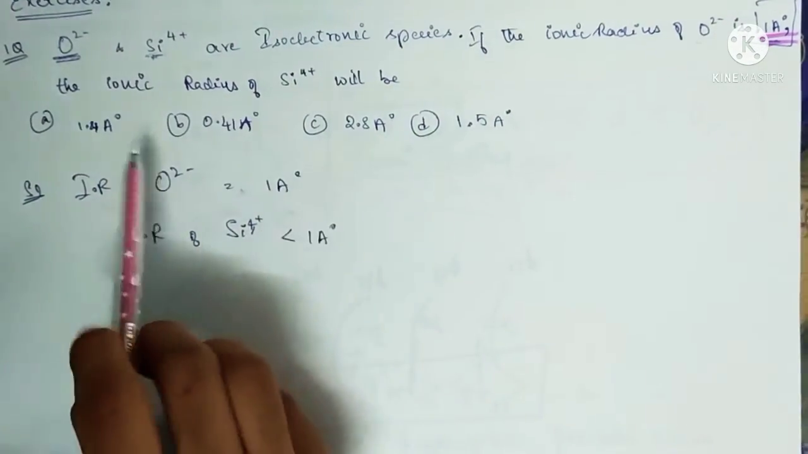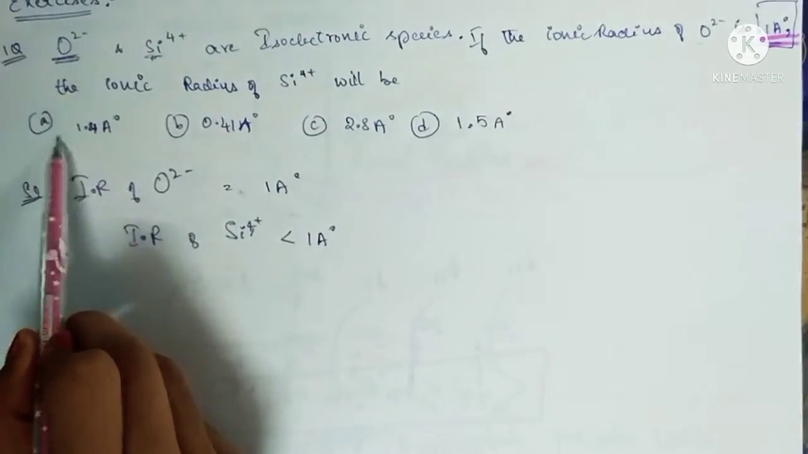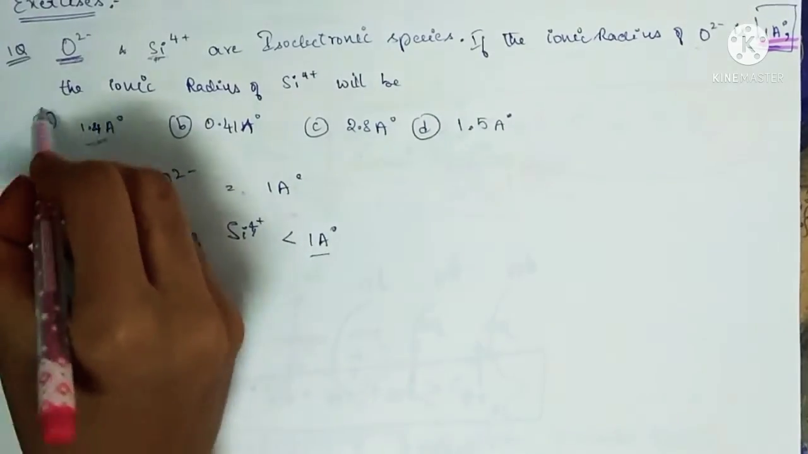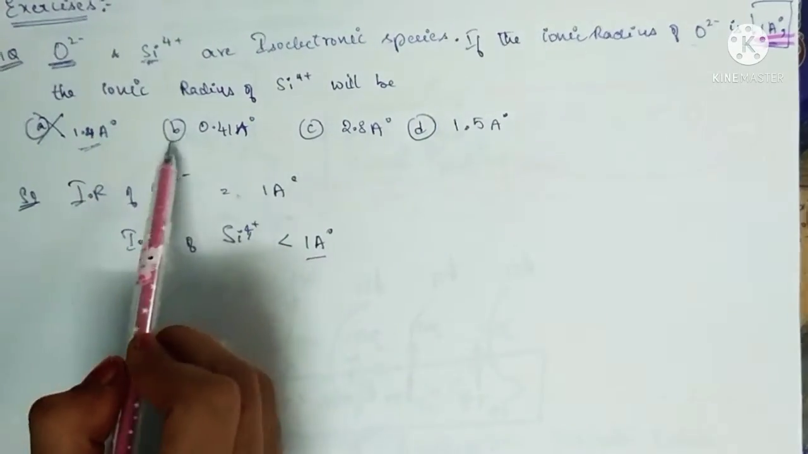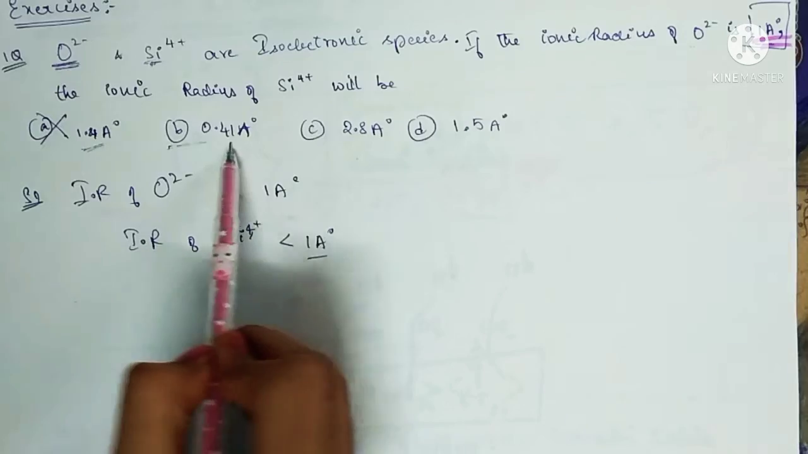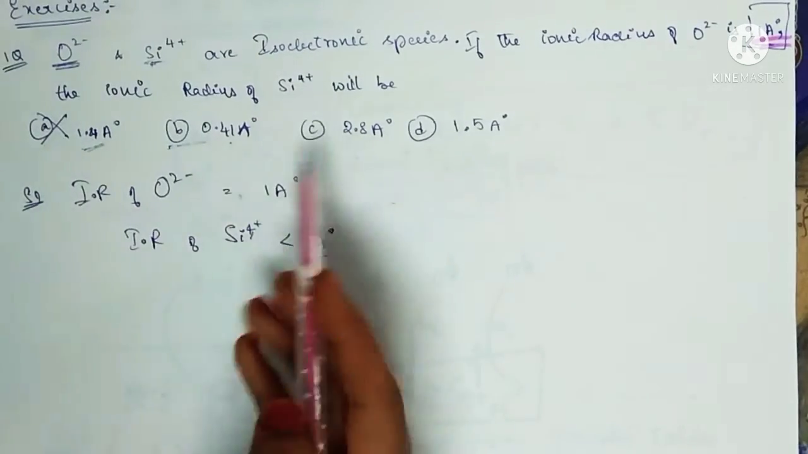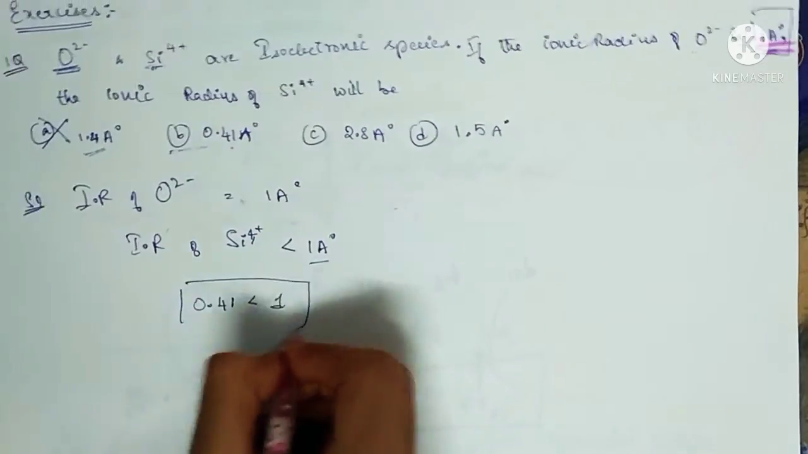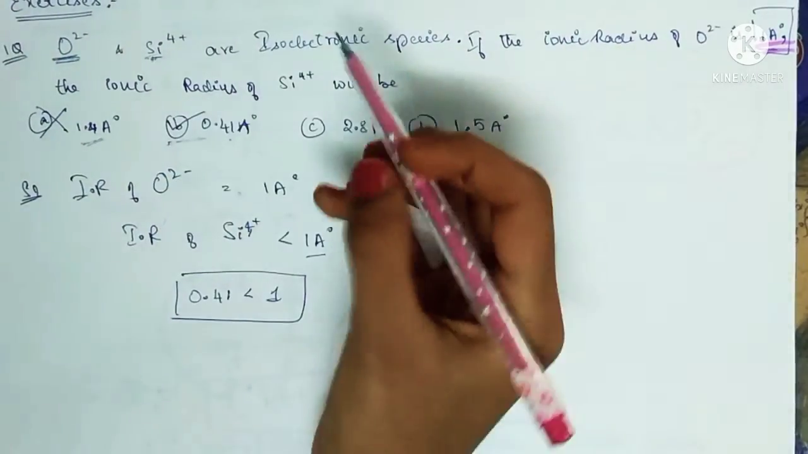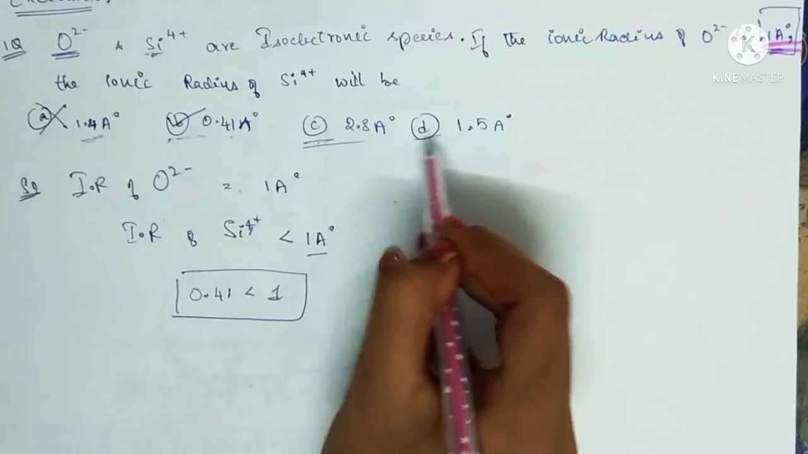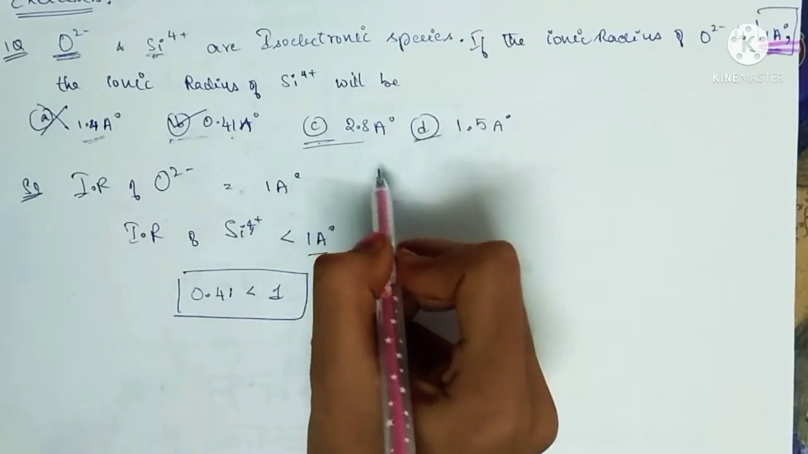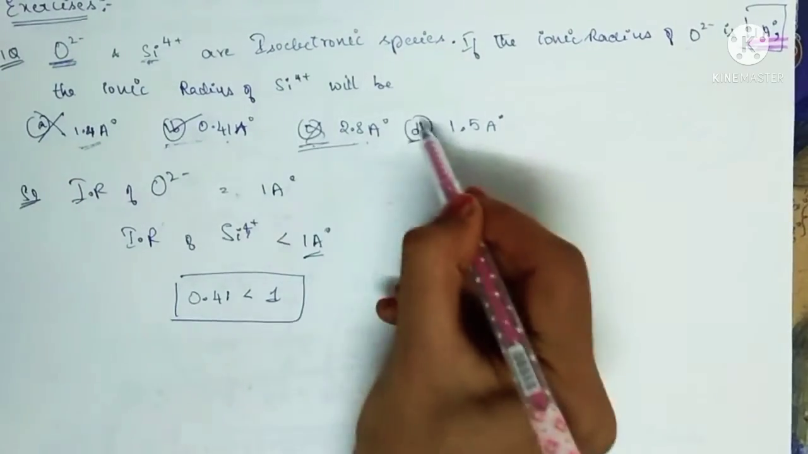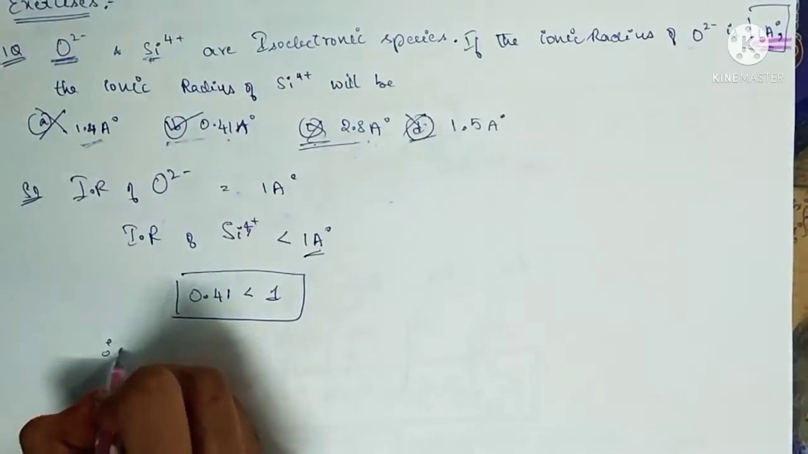So in the given options, the first option is 1.4 angstroms, which is greater than 1 angstrom, so this will be the wrong option. And B is 0.41 angstrom. It will be the correct option because 0.41 is always less than 1. So B is the correct option. Whereas in options C and D, the ionic radius is more than 1 angstrom, so they are wrong options. So our answer is B.